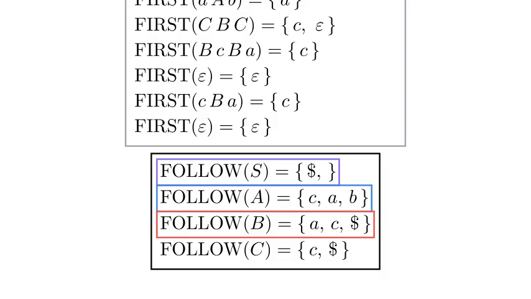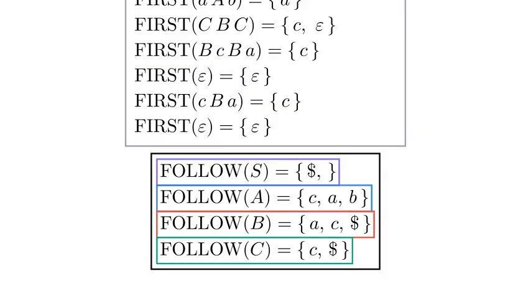For capital B, from S arrow B B, B is at the end. So follow of B contains follow of S, that is the end marker. From C arrow B c B a, little c follows the first B, and little a follows the second B. From S arrow C B C, B is followed by C. First of C contributes little c, and since C can be epsilon, follow of S also contributes the end marker. Therefore, follow of B is little a, little c, and end marker.